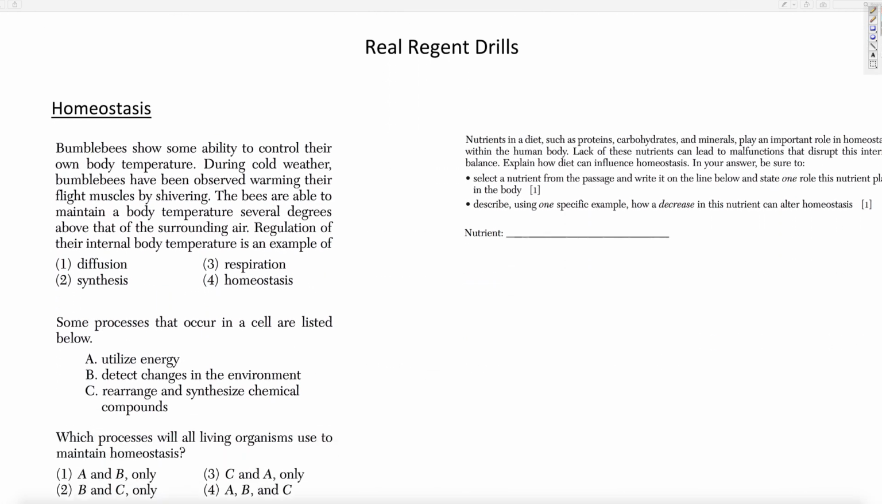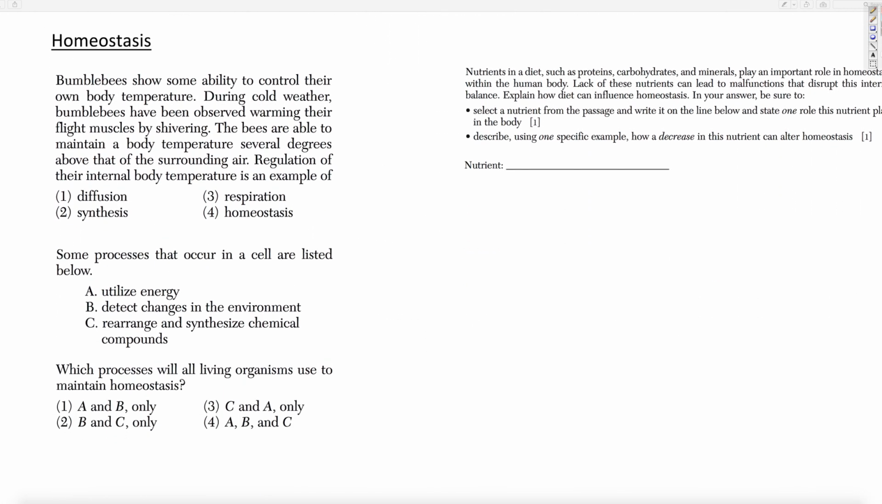Next one, homeostasis. Bumblebees show the ability to control their own body temperature during the cold. This is homeostasis. Some processes that occur in cells are listed here. Which process will all living things use to maintain homeostasis? Utilize energy, detect change in the environment, rearrange and synthesize chemical compounds.